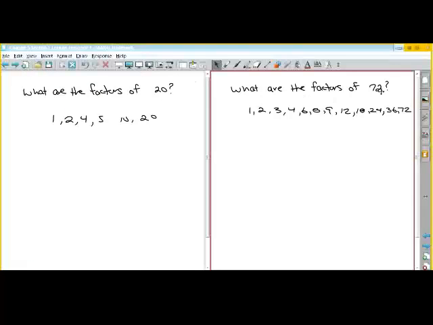Instead of thinking, well, can I divide this by 16? Let me plug it in my calculator. Oh, can I do it by 18? Let me pull out my calculator. Doing it this way is going to give you all the answers much more easily.